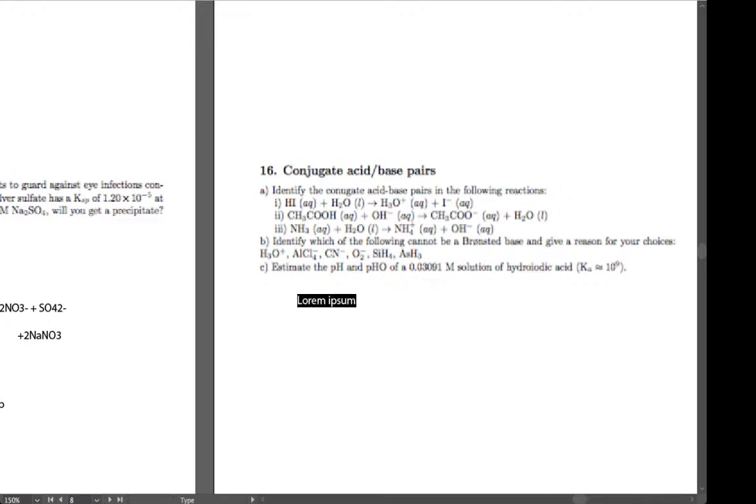So part 1 would indicate that HI here would be an acid because it gives a proton to the H2O. H2O would be a base.